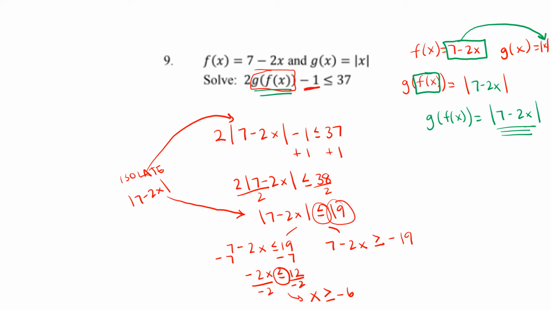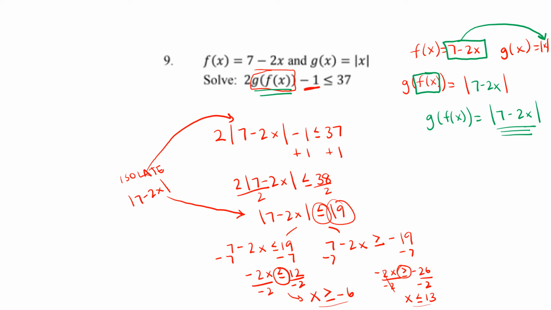That's your first inequality. The second one is going to follow the same steps, right? Subtract 7. We got negative 2x is greater than or equal to negative 26. Divide by negative 2. We got x is less than or equal to 26 divided by 2 is positive 13. Again, we had to flip that sign because we divided by a negative. Those are our two inequalities.